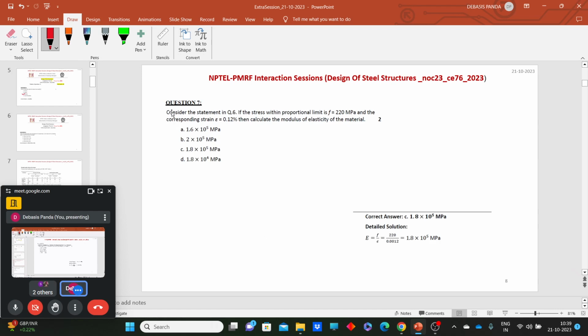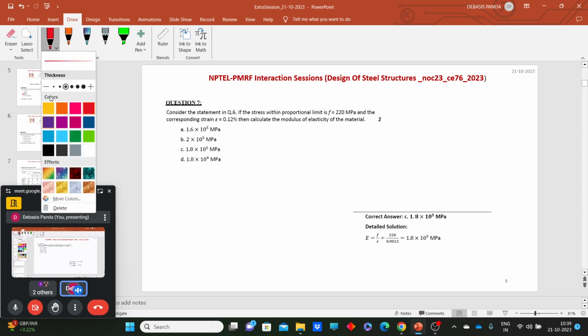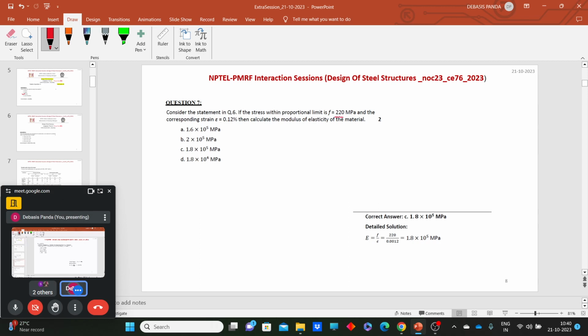Okay, now here one question is there regarding the modulus of elasticity of a material. So what do we mean by modulus of elasticity? Here the question says, consider the statements of question 6. So we don't need the question 6 statement. Here the stress within the proportional limit is given, and the corresponding strain is also given, right? Calculate the modulus of elasticity. So first tell me, what do you mean by modulus of elasticity?